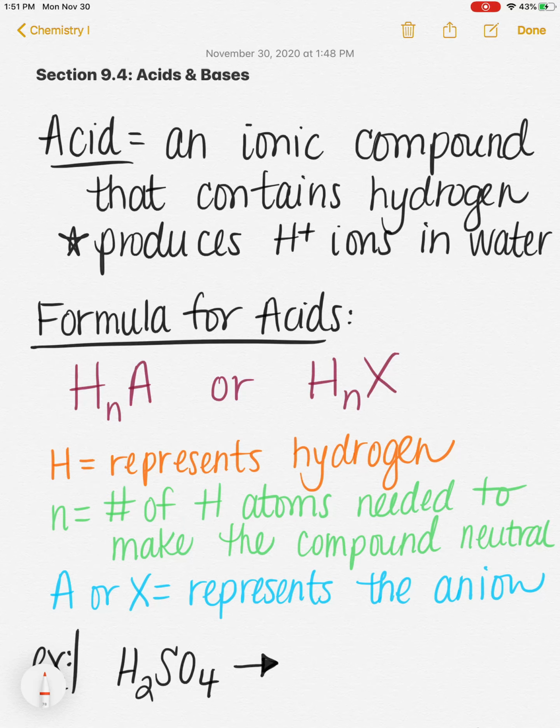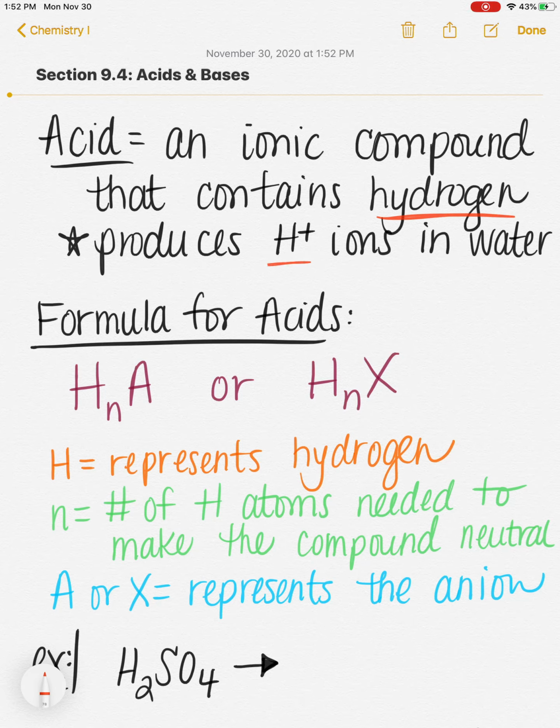An acid is defined as an ionic compound that contains hydrogen. So that's key. You have to have hydrogen of some sort in the compound for it to be an acid. And when you put acids in water, they will produce H+ or hydrogen ions.